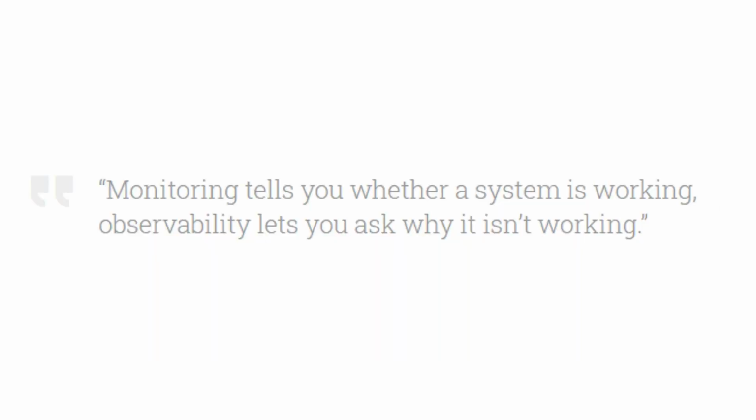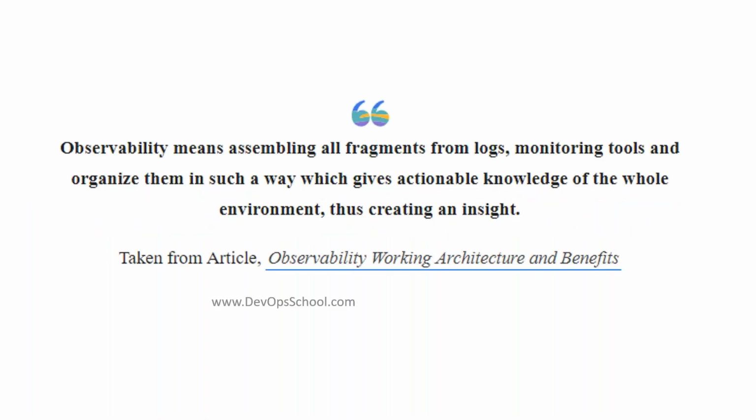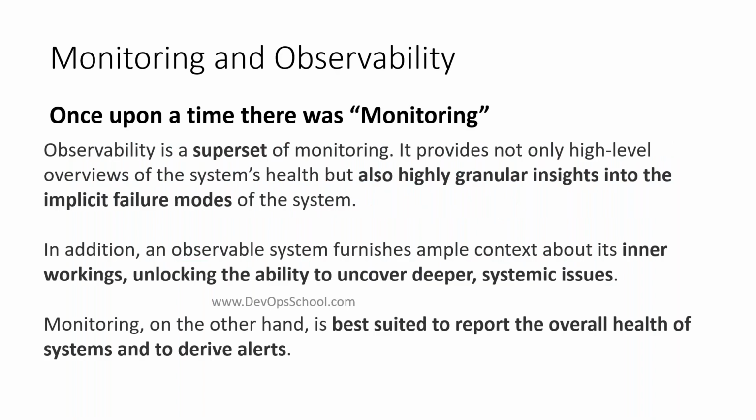Monitoring tells you whether the system is working, whereas observability lets you ask why it isn't working. There's a difference here. Observability means assembling all fragments from logs and monitoring tools and organizing them in such a way that gives actionable knowledge of the whole environment, thus creating insight. We used to do monitoring once upon a time, but observability is a superset of monitoring.